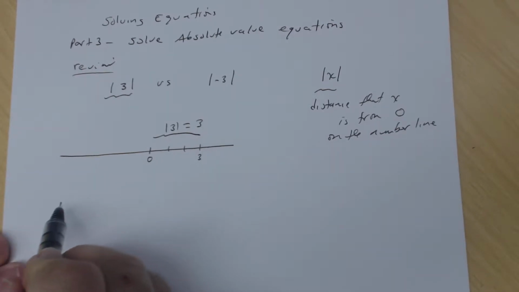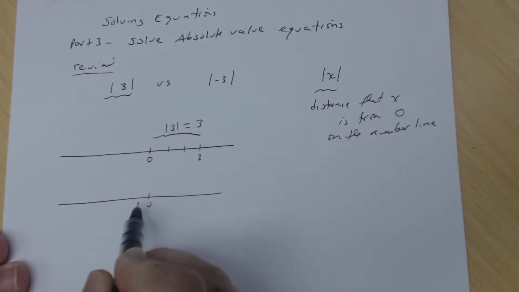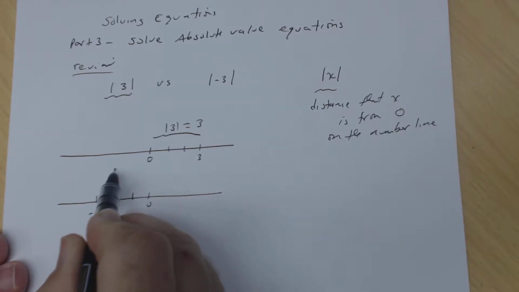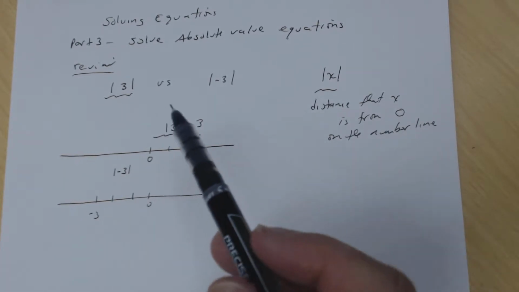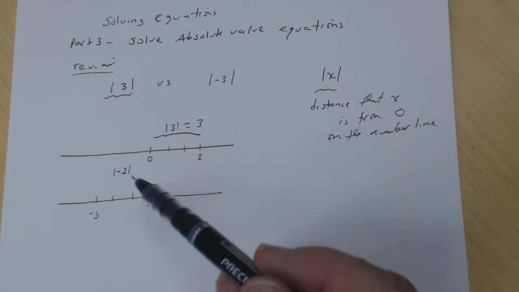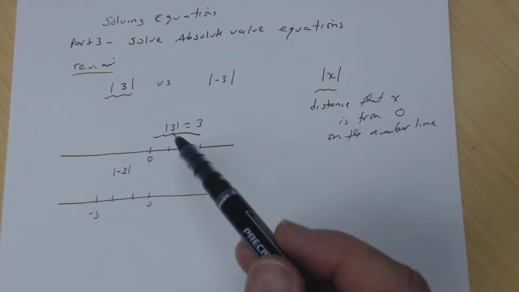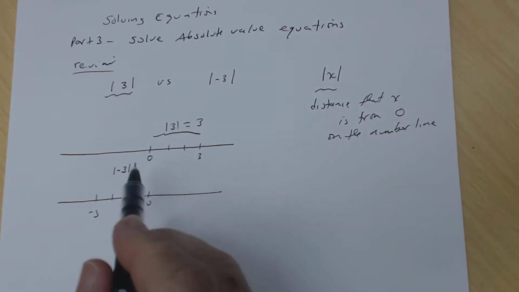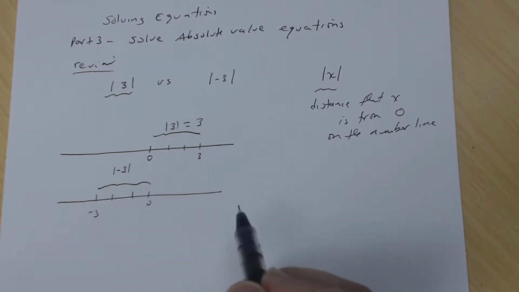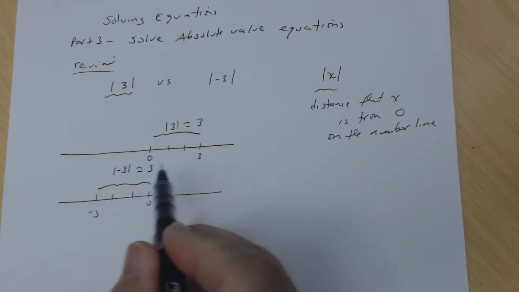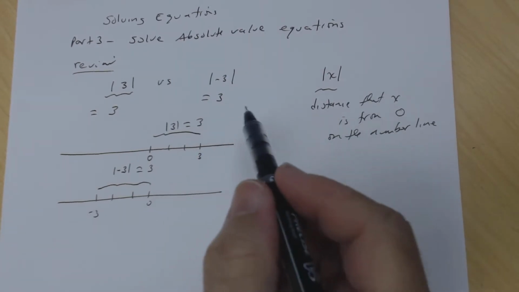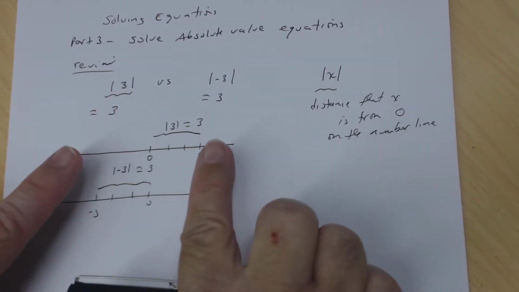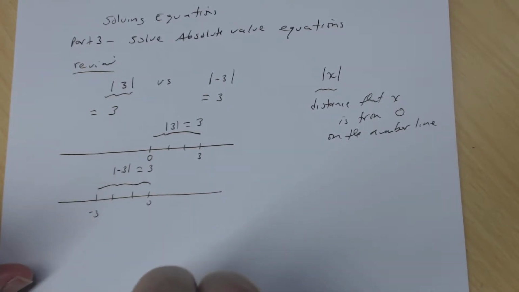So if you look at the absolute value of -3, the same idea. So here's 0, here's -3, and we're asking ourselves, what is the absolute value of -3? Just like the absolute value of 3 measures the distance that 3 is from 0, the absolute value of -3 measures the distance that -3 is from 0, and that distance is also 3. So the absolute value of 3 is 3, and the absolute value of -3 is also 3, because 3 and -3 are both 3 units away from 0.